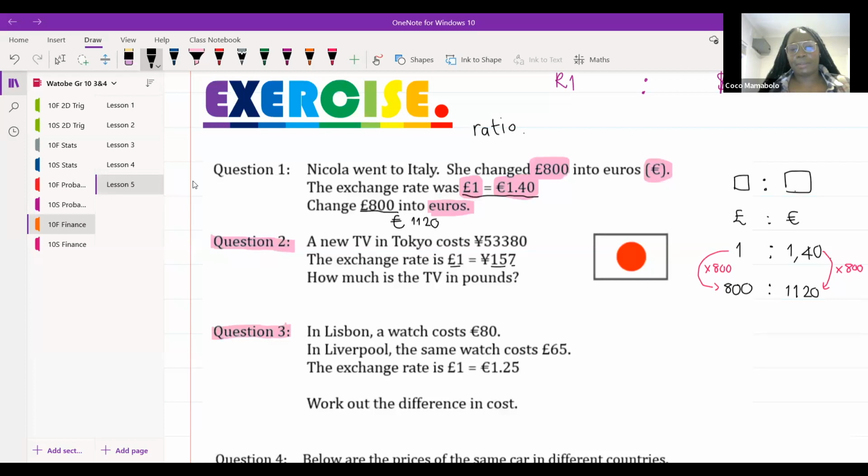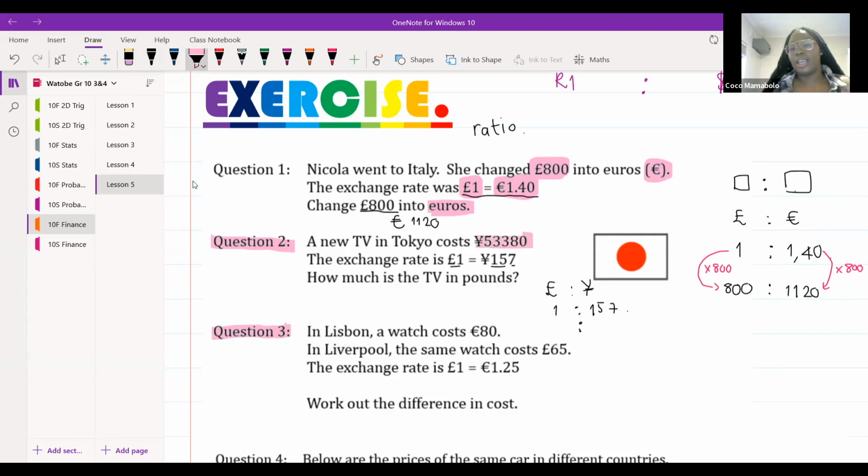So should we write in ratio form? Yes, let's go there. We're going to compare the pound to the yen. Our pound is 1 and our yen is 157 yen. Good. Now, how do I turn it into a fraction form? Think about the answer: what have they actually given you? Have they given you the TV in pounds or in yen? They gave us the TV in yen, and we're looking for pounds.